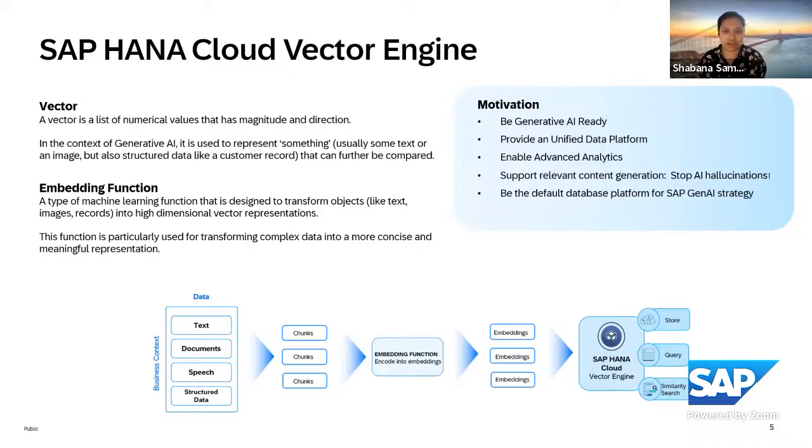And also we have ML components that can be leveraged on the vector data as well. The Vector Engine's capabilities also extend to supporting generation of relevant and accurate content creation, helping to overcome the risk of AI hallucinations. And we have our Vector Engine also positioned as the default database platform for SAP's generative AI strategy. So it plays a crucial role in driving innovation and facilitating the adoption of AI technologies within the SAP ecosystem itself.